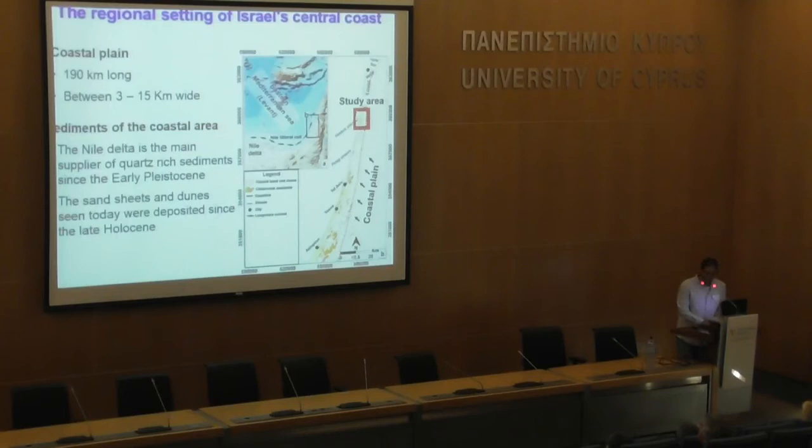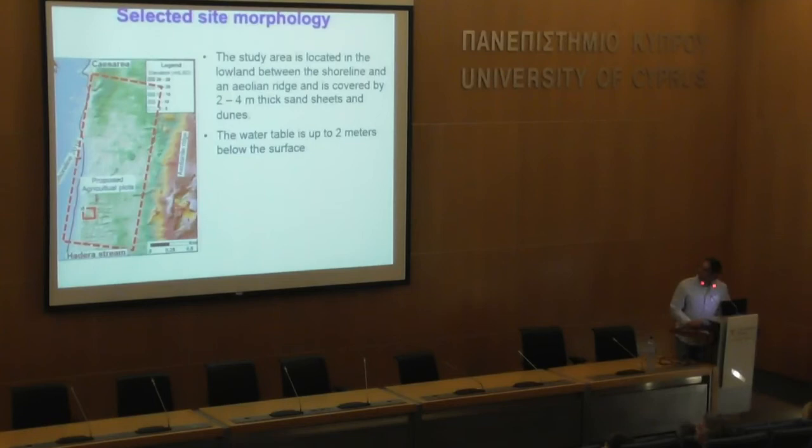A closer look at the selected sites, you can see that it is confined between Caesarea in the north and the Hadera stream in the south. It is also confined between the present location of the shoreline and also a kurkar ridge, which is located about a kilometer and a half from the present shoreline location.